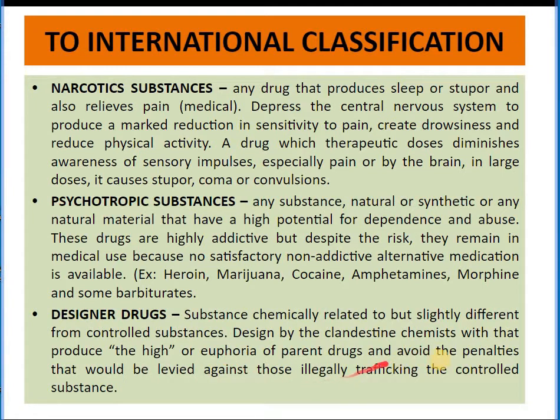So, euphoria of parent drugs and avoid the penalties that would be levied against those illegally trafficking the controlled substances. So, these are the designer drugs: LSD, MDMA, ecstasy. So, those are the classification of drugs according to international classification.